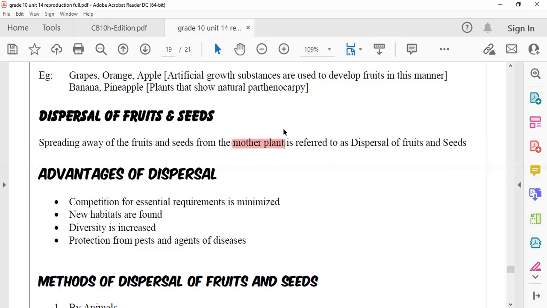And finally, protection from pests and agents of diseases. The point it is, when you take the plants are near, they can be easily attacked by other animals, pests like animals and bacteria, virus, fungus like disease causing agents. When they are far away, when one is attacked, other one is safe. When all of them are together, when one is affected, everyone is affected. Think of COVID-19. Okay, why they are not recommending to stay as a group for the people?